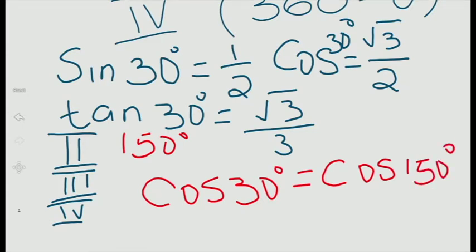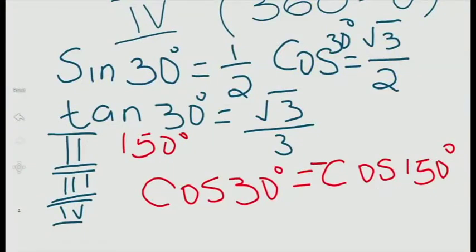Where is 150 degrees? Now we have to find where you find 150 degrees in all four quadrants. 150 degrees is in the second quadrant. So if 150 degrees is in the second quadrant, what is the sign of the cosine ratio in the second quadrant? In the first quadrant, we have them all positive. In the second quadrant, we have only sine positive. In the third quadrant, we have only tangent positive. That means in the fourth quadrant, cosine is positive.